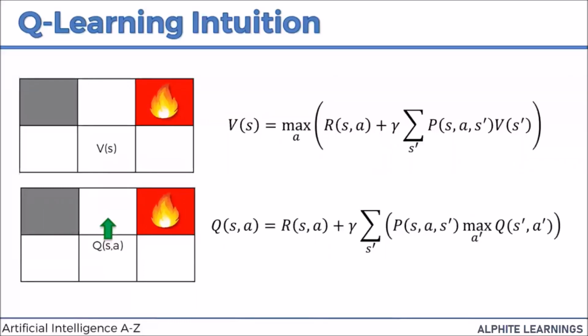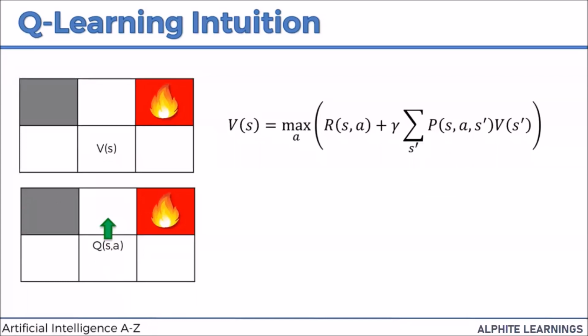I'm coming again, so you can see how this is explained. By Bellman's equation, we have the maximum over actions of the reward corresponding to the state and its action.